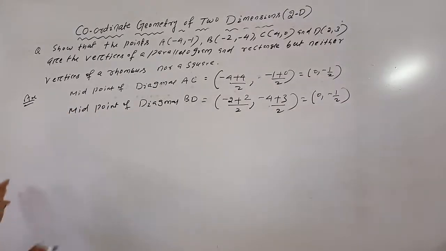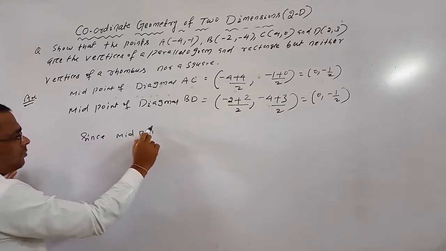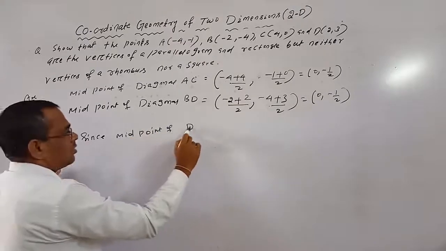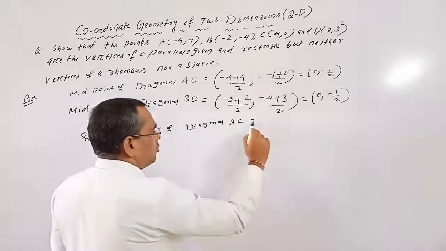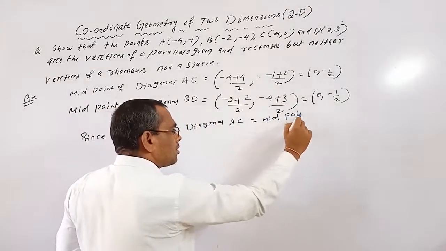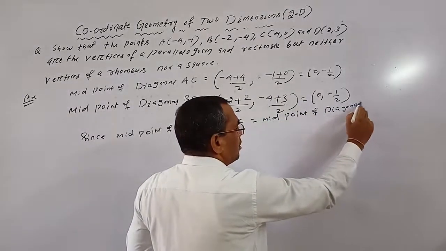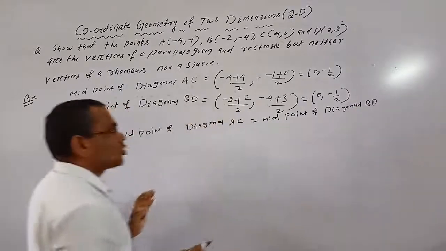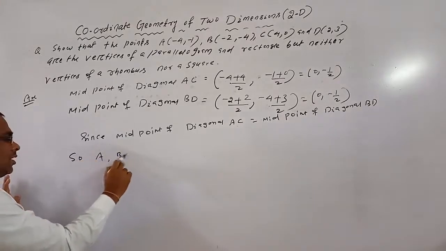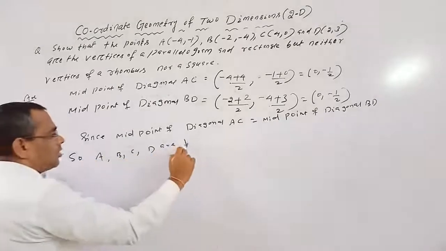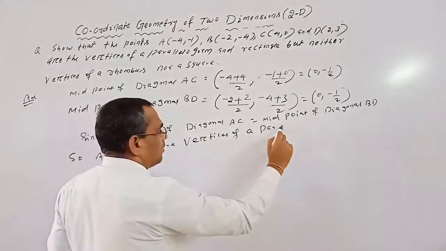Since the midpoint of diagonal AC equal to midpoint of diagonal BD. Okay, so these are the vertices of a parallelogram. So A, B, C, D are vertices of a parallelogram.